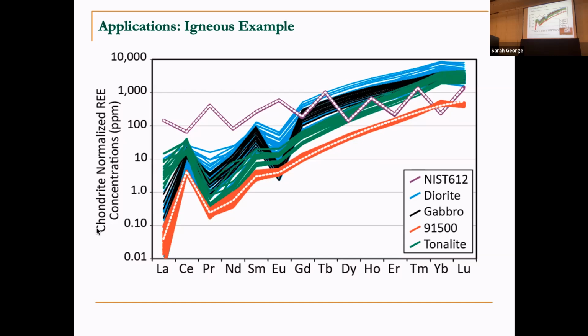Same thing, this red swath is 91500, which is a standard. The white line is the known value. And then we've done three different rock types: a diorite in blue, a gabbro in black, and a tonalite in green. You can already see that there's some spread in trace element space.